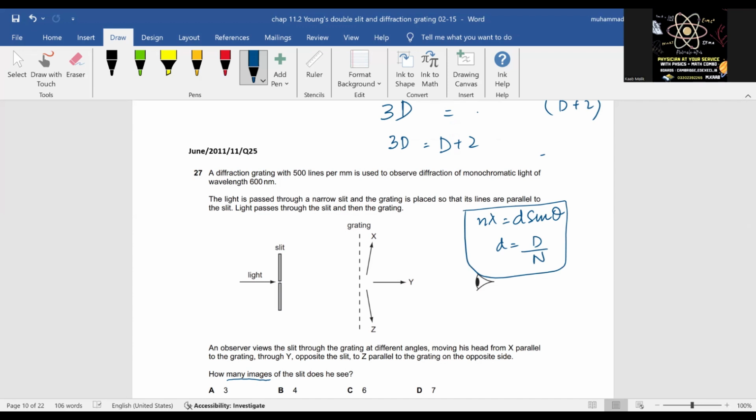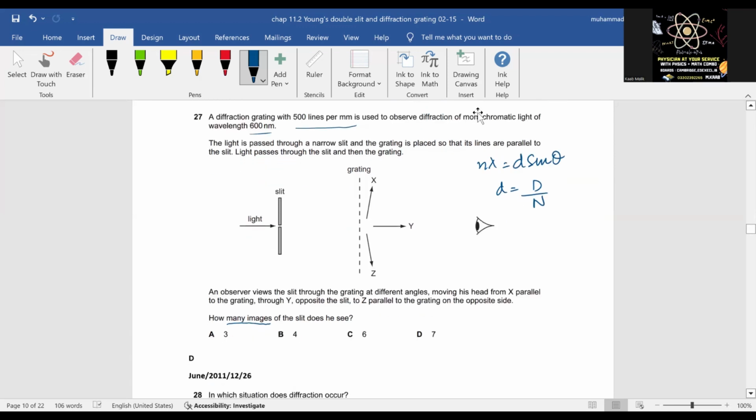अच्छा जी, इन्होंने 600 नैनोमीटर दिया हुआ है, और 500 लाइंस पर मिलीमीटर दिया हुआ है। उसको हमने कुछ जुगाड़ लगानी है, लेकिन ये पूछना क्या चाह रहे हैं इसको भी समझते हैं। सबसे पहले तो हमने एंगल देखना है कि एंगल कहाँ से आएगा, और ये हाउ मेनी इमेजेस क्या मतलब है। देखो, जब ये जो आई है, ये बेसिकली क्या देखेगी? नंबर ऑफ स्पॉट्स, नंबर ऑफ ऑर्डर्स, राइट?